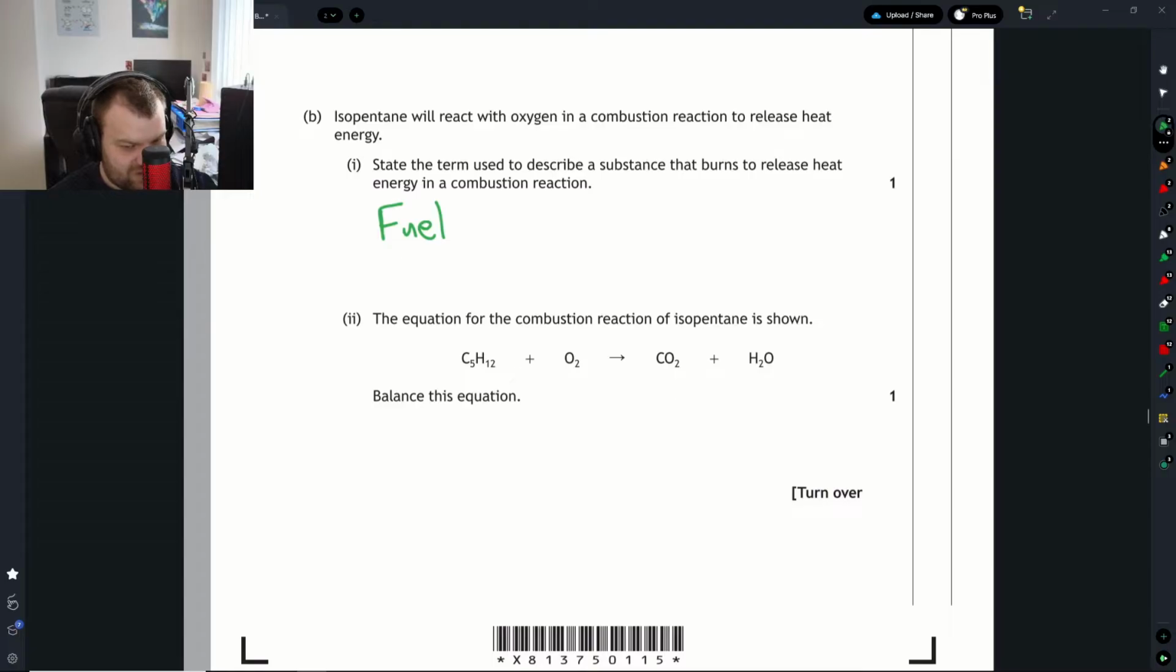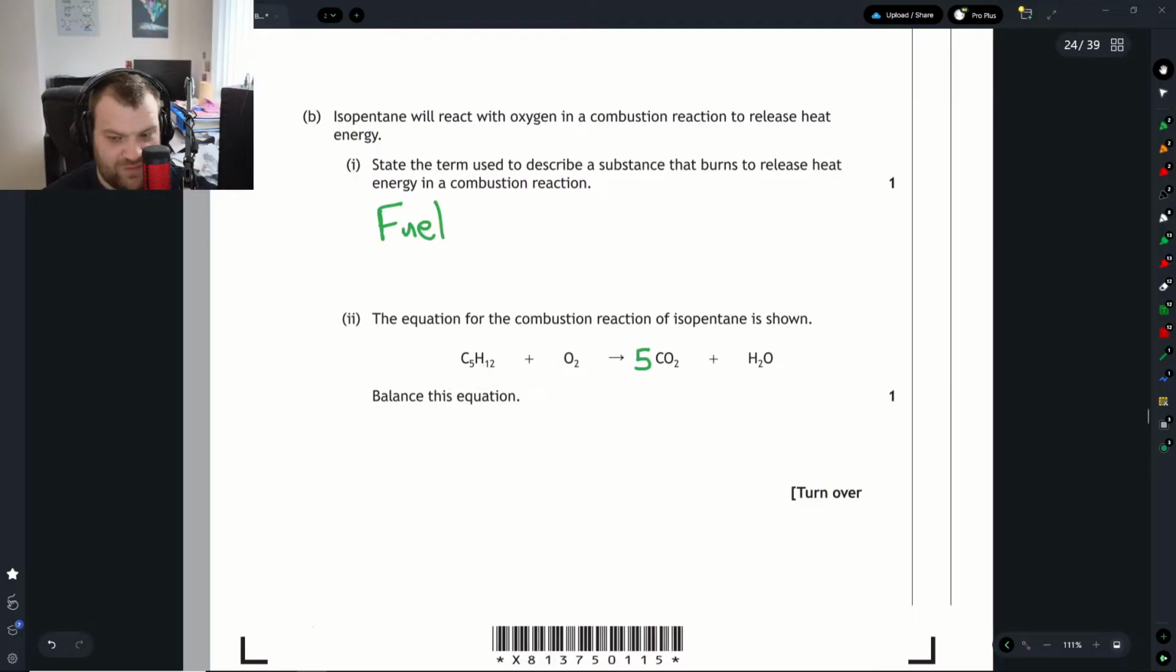Next up, we're going to balance this equation. I'm going to start off with carbon first of all. There's 5 carbons here, only 1 carbon there. To fix it, I want to put a 5 in front of the CO2. Next up, I would look at the hydrogens. There are 12 hydrogens on the left, but only 2 on the right. To fix that, I'm going to put a 6 over here.